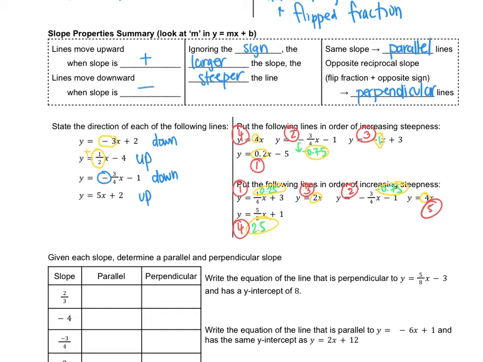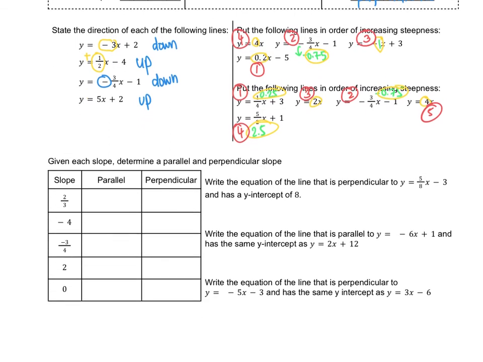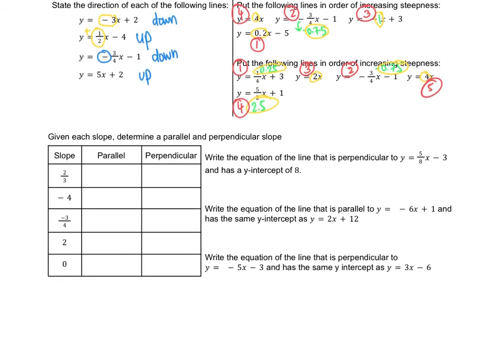All right. So there's direction, there's steepness, and finally, let's look at some parallel and perpendicular slopes. In this chart, I have 5 different slopes for us. We're going to determine the parallel and the perpendicular slope for each. First we have 2/3. If I want a parallel slope, it has to be the same direction, which means I copy paste the slope. It's the exact same, 2/3.